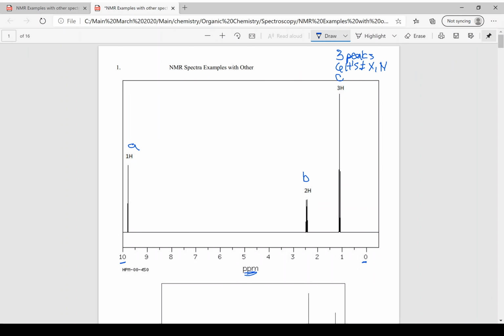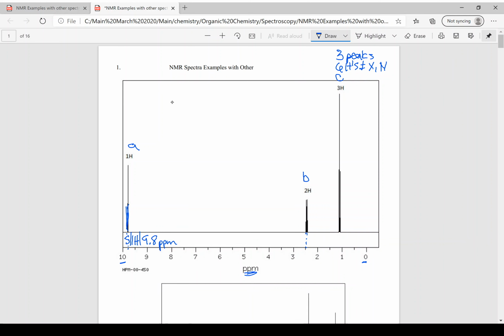The next thing I'm going to do is determine the splitting and the location, or the chemical shift. Down here, beware the shadow peak. This right here is not a splitting. That is the shadow peak. They can be very confusing, but this is really a singlet that integrates for 1, and it is about 9.8. This next one is around 2.4.